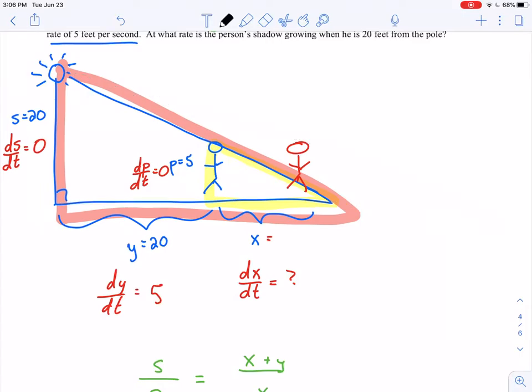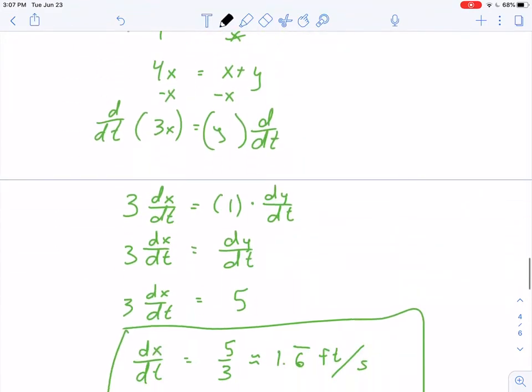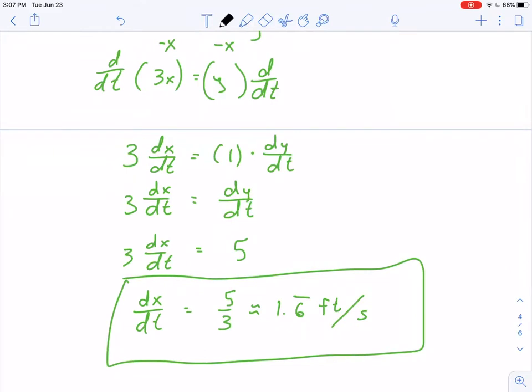That's actually even just like an experiment that you can perform at home. If you walk away from a light, or if you move an object away from the light, the shadow that object casts is going to get longer. So that means that the rate of change of the person's shadow is 5/3 feet per second, or 1.6 repeating feet per second.